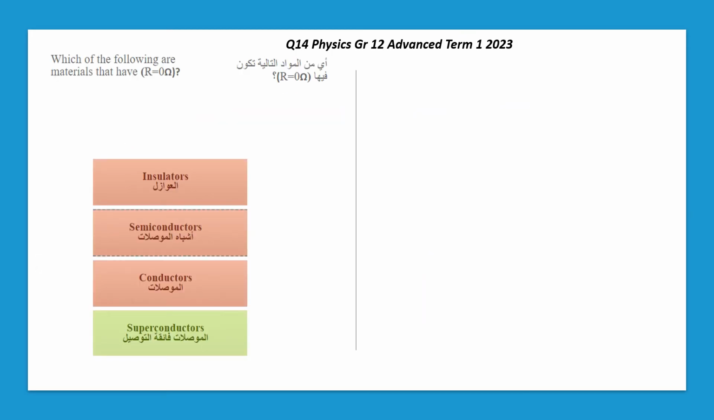Question 14. Which of the following are materials that have zero resistance? You should know that superconductors have zero resistance, and that's the new technology coming soon. Superconductors have zero resistance, and that's very, very interesting for physicists and engineers.